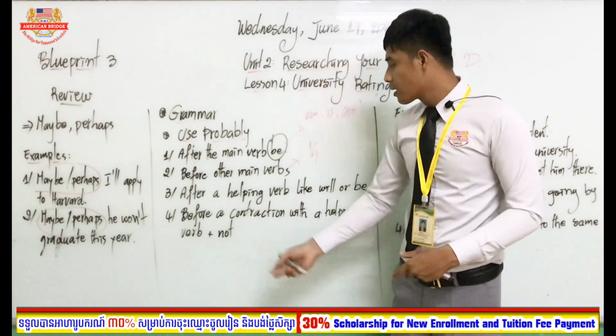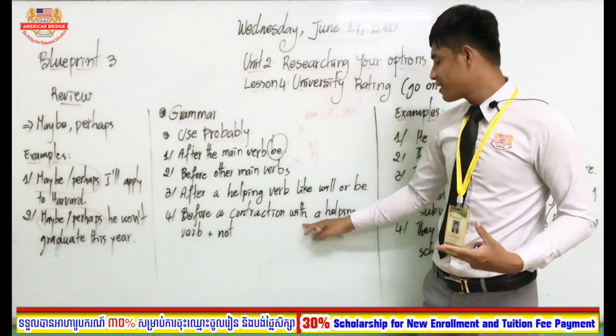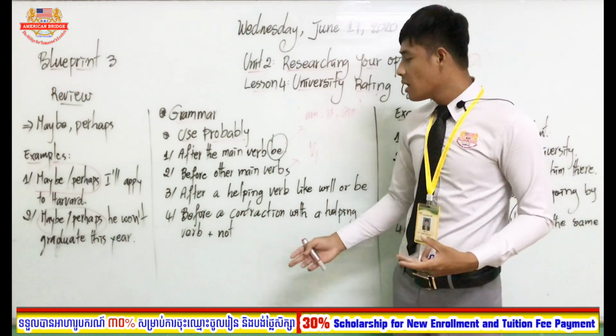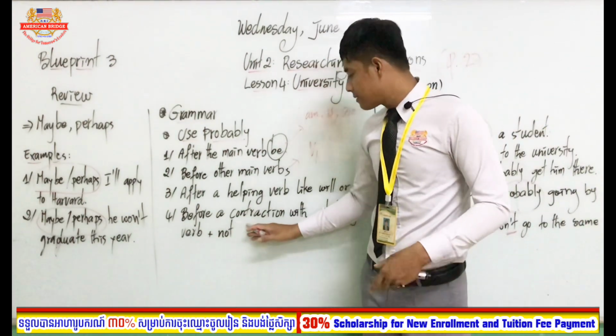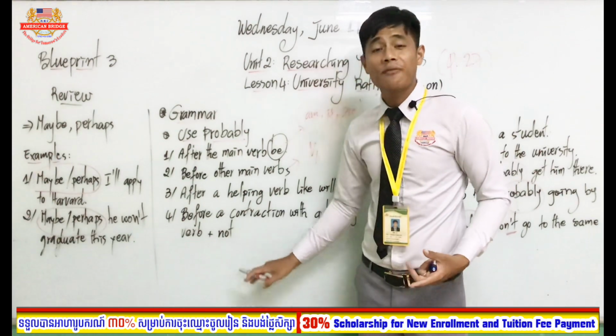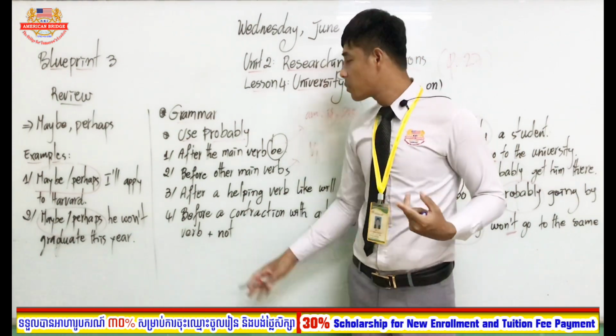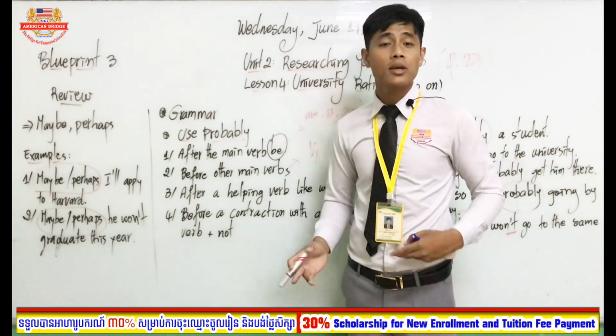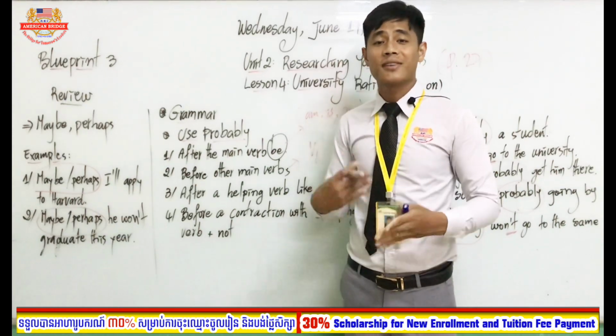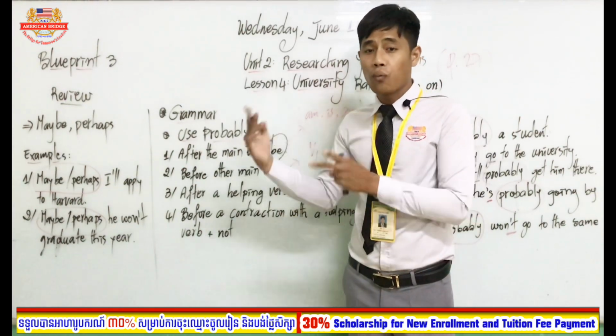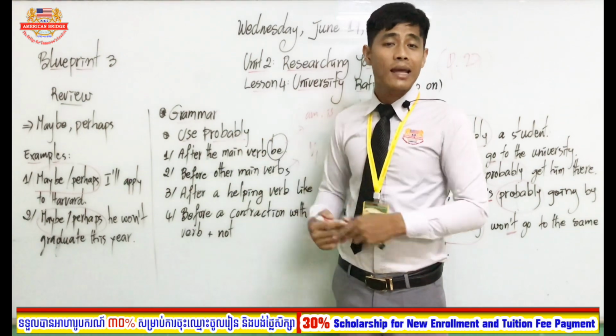Number 4, before a contraction with a helping verb. You know contraction? Yes, look at this. Not every negative sentence when we use it with probably. So probably should stay after the subject, right? After the subject, then the verb, then the negative.